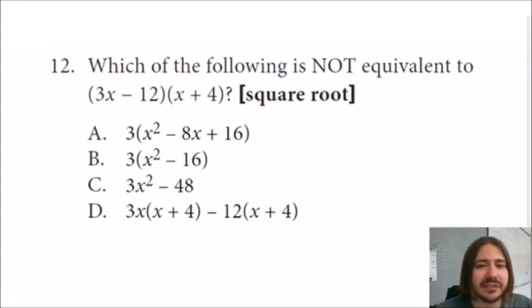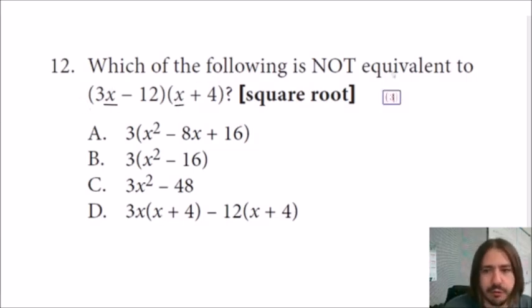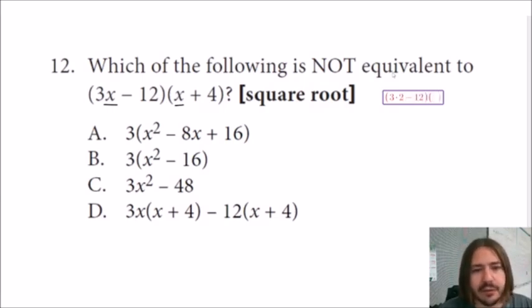Which of the following is not equivalent to 3x minus 12 times x plus 4? So one way you could approach this, and you can do this a lot when you're trying to compare expressions on a multiple choice question, is just to pick some value for x and substitute it in here. For example, let's say I pick the number 2, and I input all this in my calculator. What's 3 times 2 minus 12 times 2 plus 4.